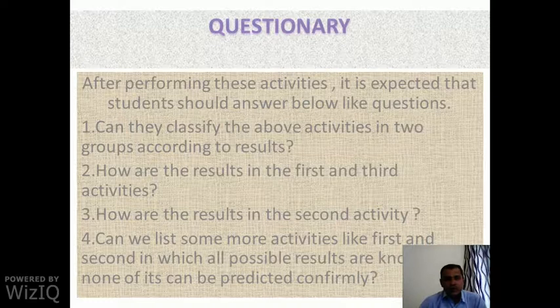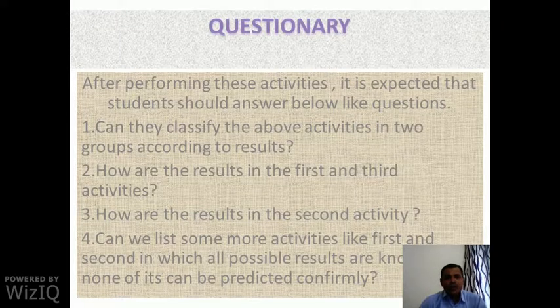Question number 1: can they classify the above activities into 2 groups according to their results? How are the results in the first and the third activity, and how are the results in the second activity? Here they can understand that the results in the first and third activities are random. Although the possible results are known, we cannot predict with confidence which will occur. While in the second activity, the results are fixed. Even if the students change, the result does not change.